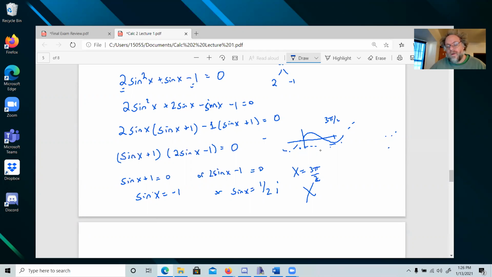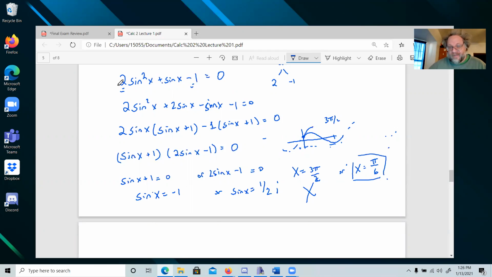Okay. Where is sine x equal to 1/2? That would be in here somewhere. When sine x equals 1/2, remember, sine is climbing. That's a small number, so it should be a small angle. So we're going to say, or x equals pi over 6. Again, this is all in radians. You can't use degrees here. So x is equal to pi over 6.